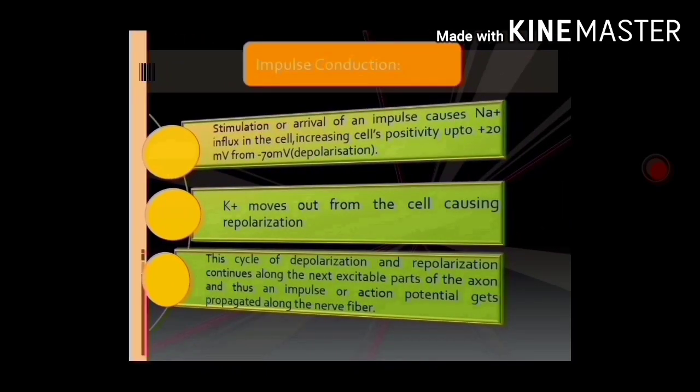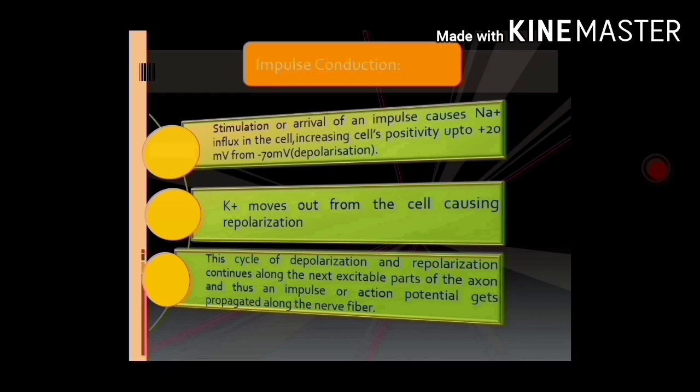The first step is impulse conduction. Before the arrival of a stimulus, the cell is said to be in its resting state. At this stage, the concentration of sodium ions is higher outside the cell, and there is a higher concentration of potassium ions inside the cell. The inside of the cell is comparatively more negative than the outside, and there is a voltage difference of minus 70 millivolts between the inside and the outside of the cell. This voltage difference of minus 70 millivolts is said to be the resting membrane potential.